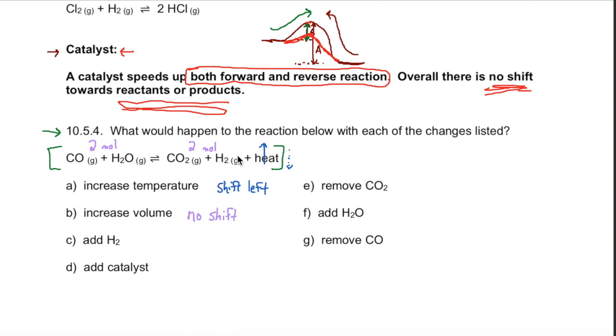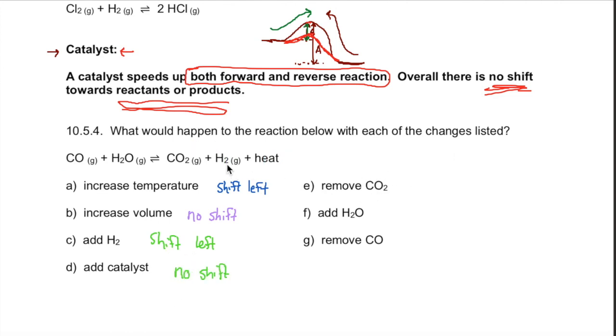For this one, we are adding hydrogen, which is one of our products. So if we're adding a product, the way the system can respond to take away the product is by shifting to the left. The reverse reaction will use up that hydrogen and take it away. We just mentioned how adding a catalyst speeds up both the forward and the reverse reaction, so there's no overall shift either to the left or the right.